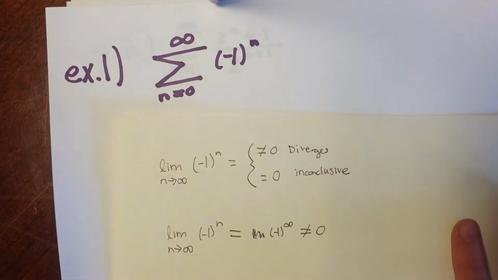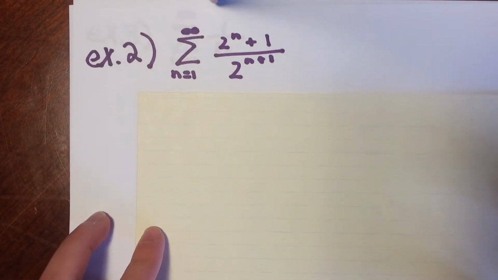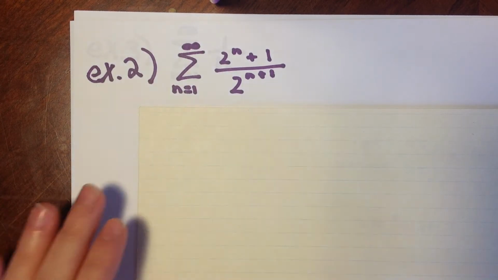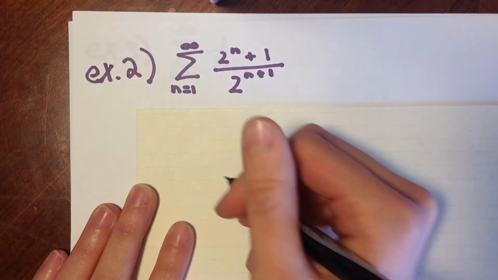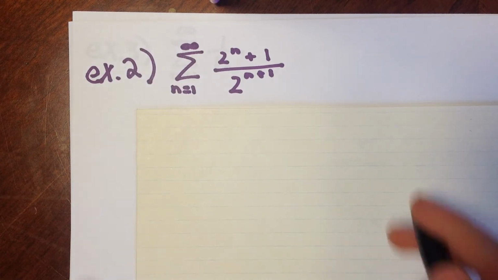Okay, so in our second example, I have a little more complicated one. The sum as n goes from 1 to infinity of 2 to the power of n plus 1 divided by 2 to the power of n plus 1. So the first thing, obviously we're going to use the nth term test for divergence, and later you'll probably understand why I'm going straight to the nth term test for divergence.